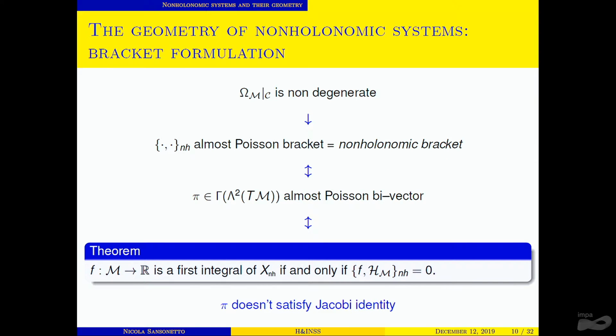Okay. And moreover, omega_M induces a bracket of an almost Poisson structure on this constraint manifold. This is a truly almost Poisson bracket, it doesn't satisfy Jacobi. But again, we can characterize first integrals in terms of the bracket. So a function is a first integral if and only if it Poisson commutes with the Hamiltonian.